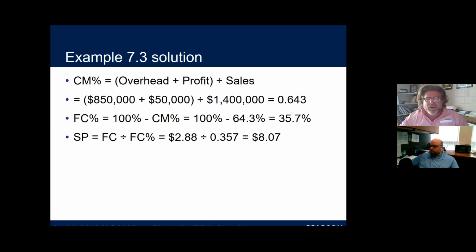I'll just divide that $2.88 by this food cost percentage, and I get a recommended or suggested price of $8.07. And then, I'd probably round that down to $7.99 or up to $8.25 or something like that.